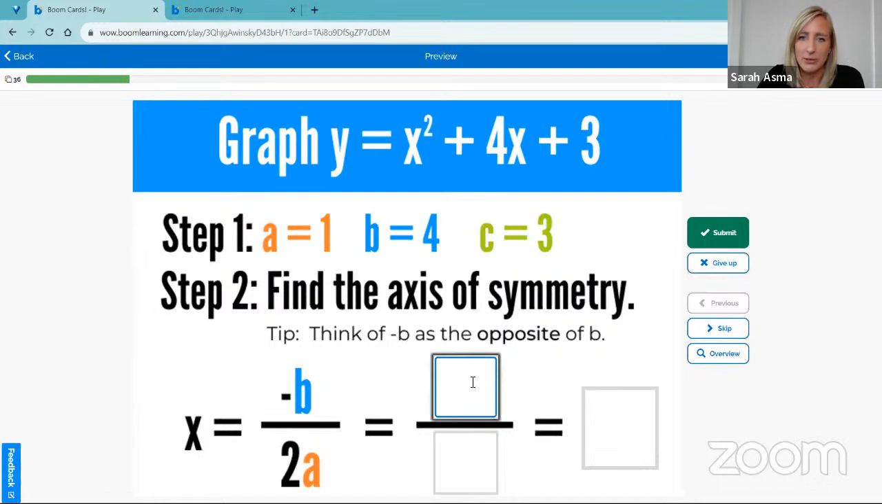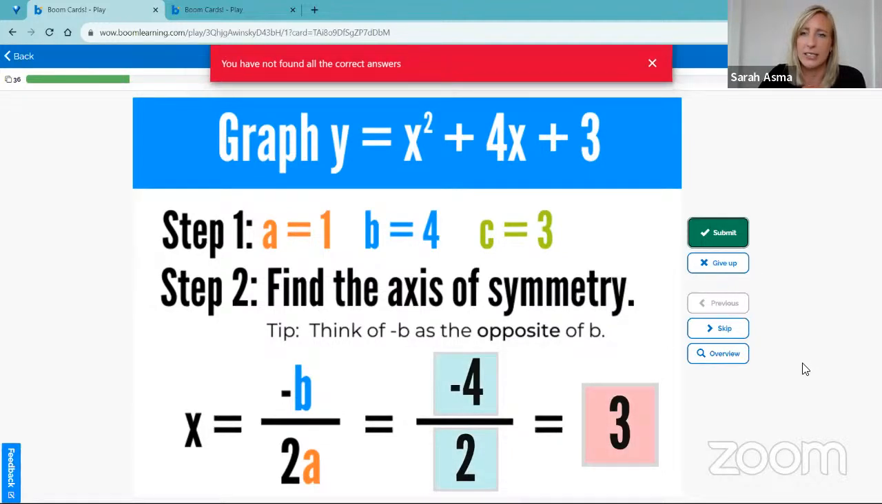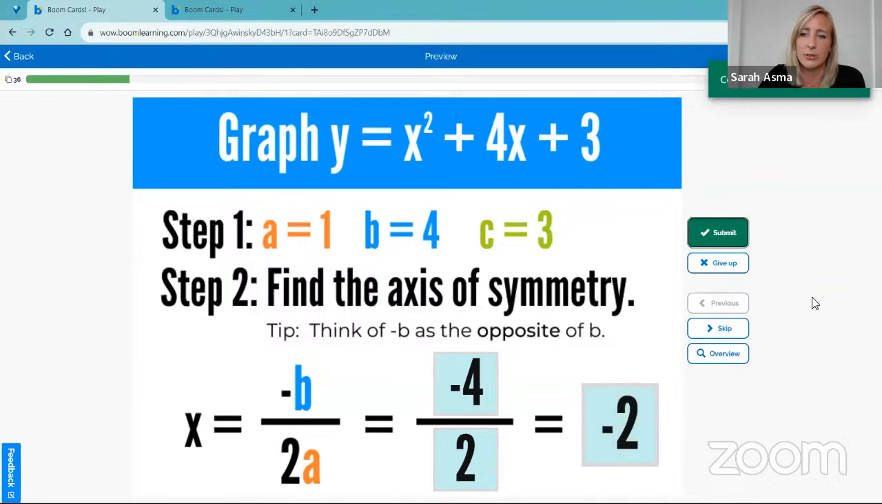So the opposite of B would be -4, and then 2 times 1 is just 2. And then again, if they make a mistake in any of these boxes, I like how Boom just lets them know which part needs to be fixed. So here I can see that my axis of symmetry is at x equals -2.